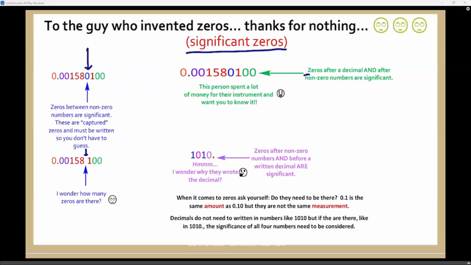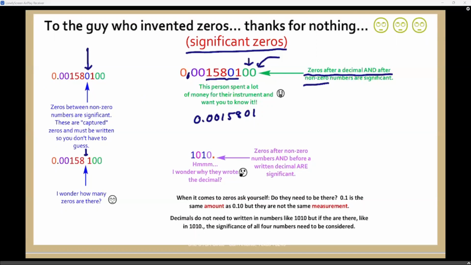Zeros that are at the end of a decimal and non-zero numbers. So here's my decimal, and here's my non-zero numbers. These are significant because why? I could report this value here, and it would be the same magnitude, but it wouldn't be the same measurement. In other words, the person who did this spent a lot of money for their instrument, which allowed them to take their precision that far past a decimal, and they want you to know it.